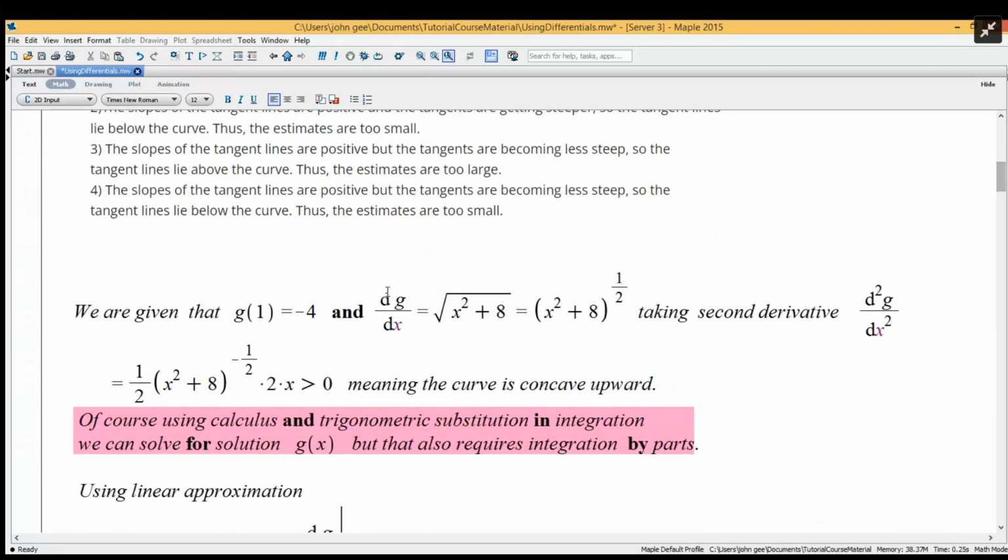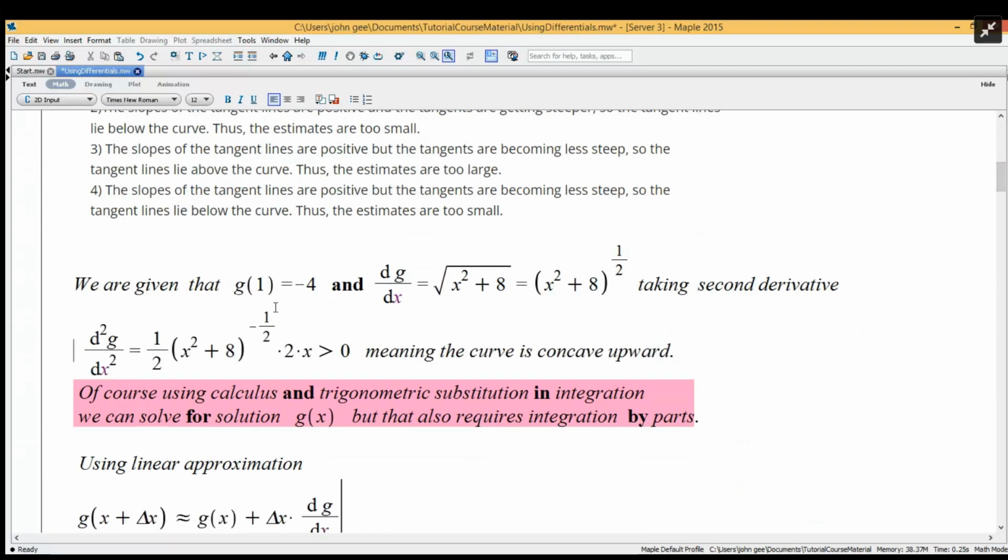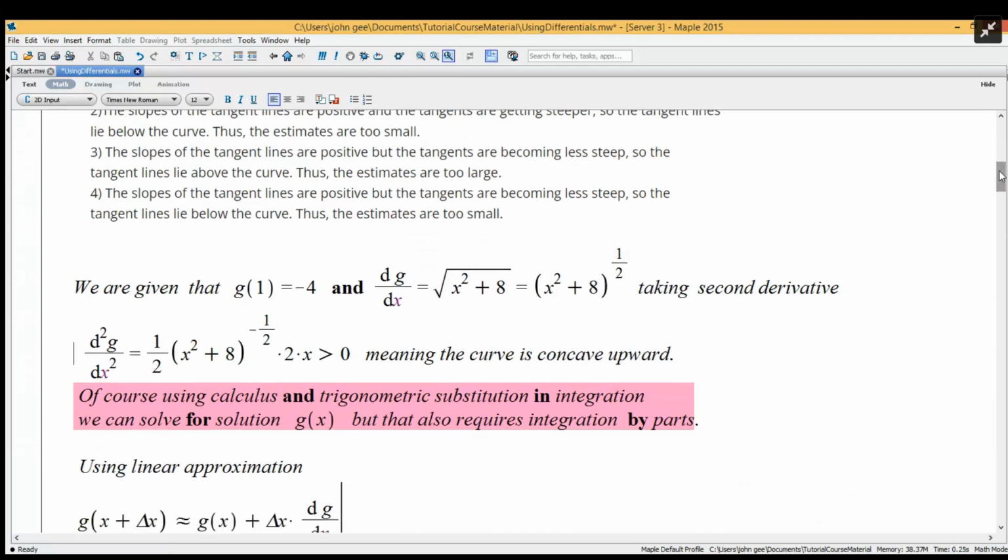So here we have it again rewritten. g of 1 equals minus 4, and the derivative of g is the square root of x squared plus 8. Then taking the second derivative, which is also useful because, as we move on into first semester calculus, since the second derivative is positive, the curve is concave upwards. That means, by definition, that the tangent line to the curve at that point lies below the curve.